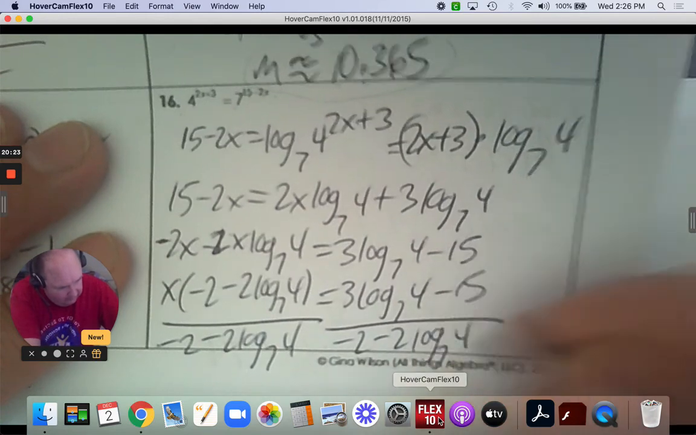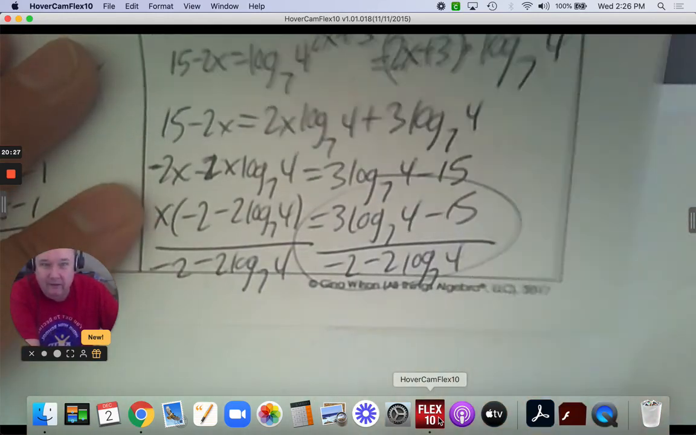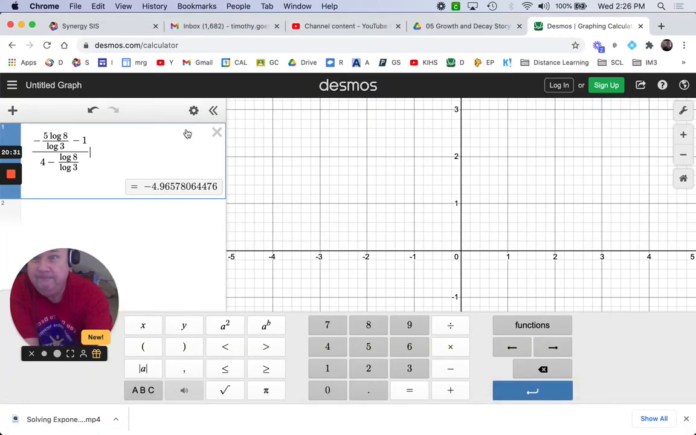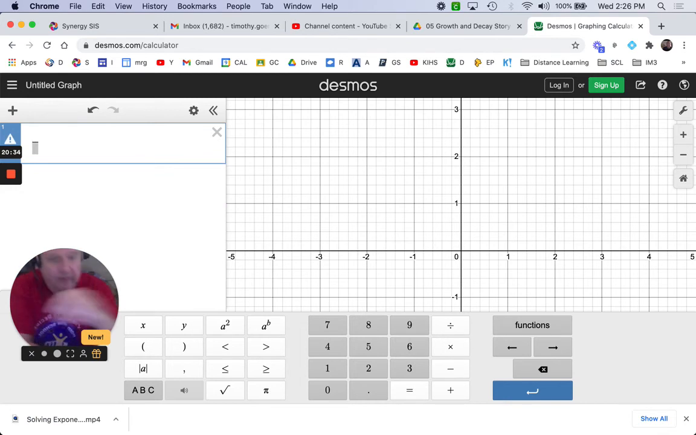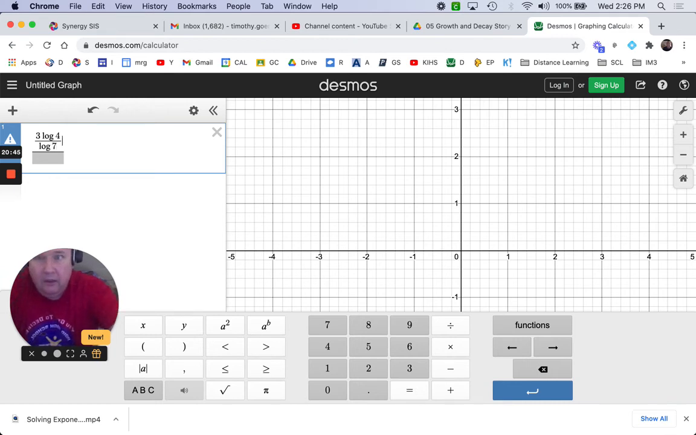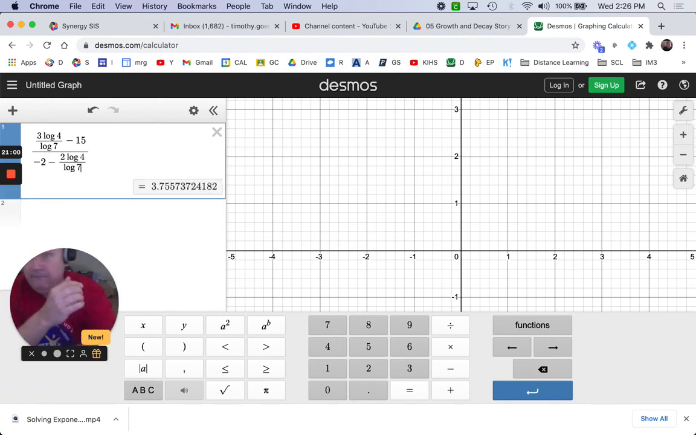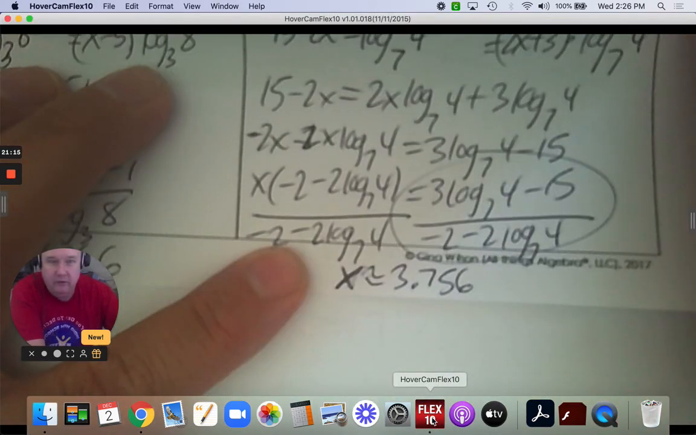I'm going to factor out an x and divide. So this is what I'm going to put in the calculator, this over here on the right. Let me show you, and then we're done. Start with the divide sign. And then it's 3 log 4 divided by log 7. Move the cursor, subtract 15. In the denominator is 3 minus 2 log 4 divided by log 7. And that's it. And you get 3.756. And your lesson is done. So there it is, 3.756.